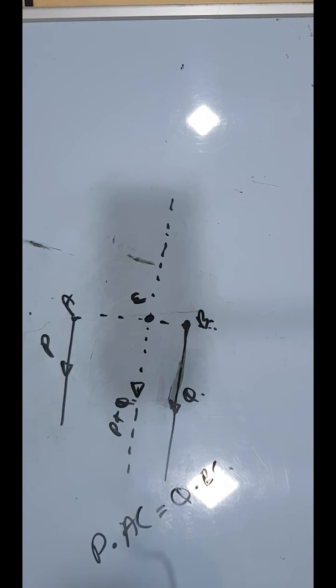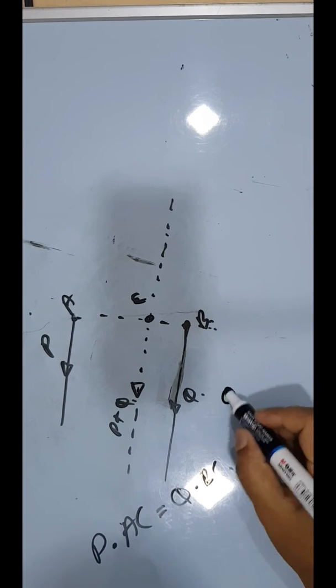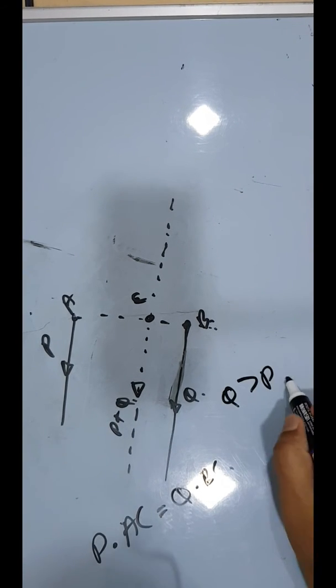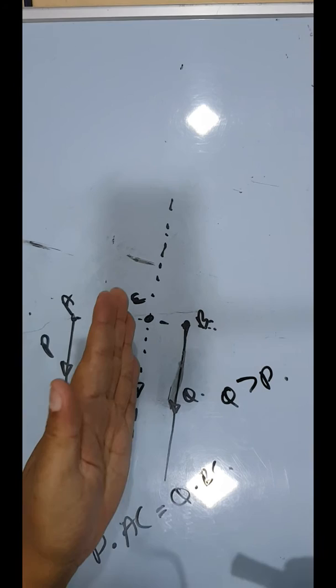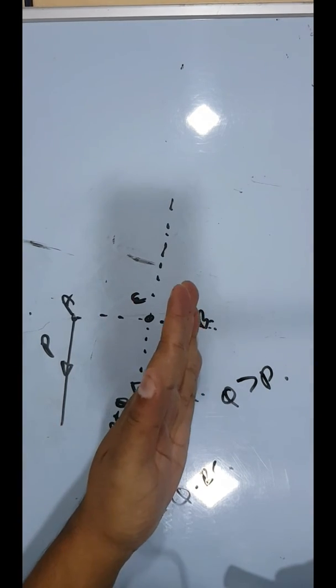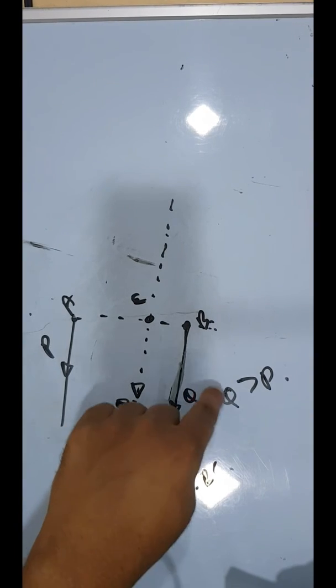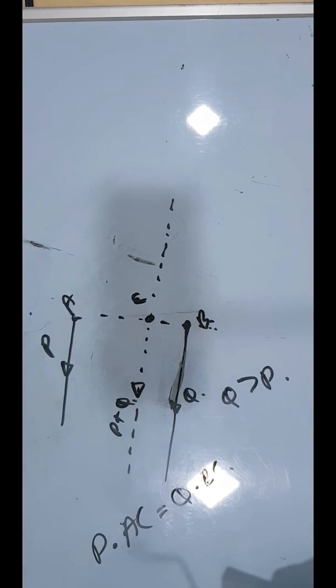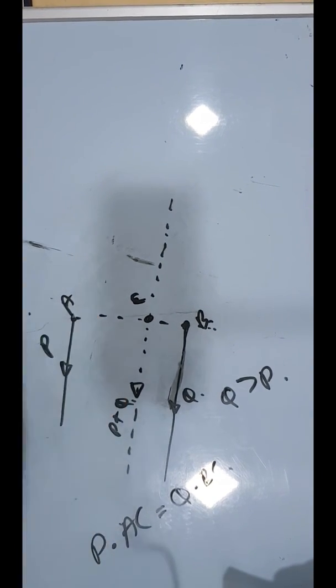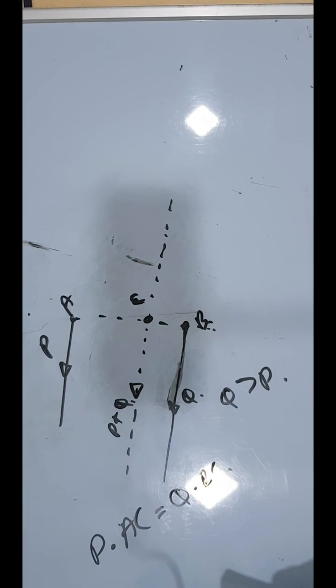Okay, notice this. When Q is larger than P, the line of action tends towards Q. So if P is greater than Q, the line of action of the resultant will move towards A, right? So keep that in mind, and I'm going to stop it here.